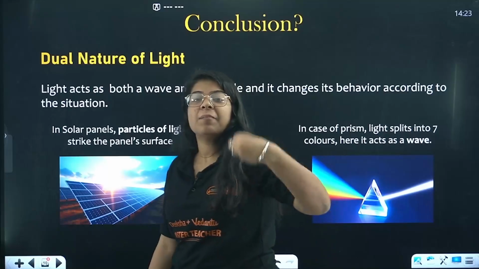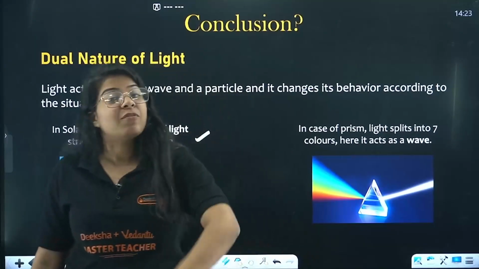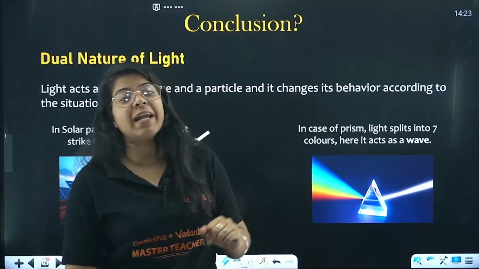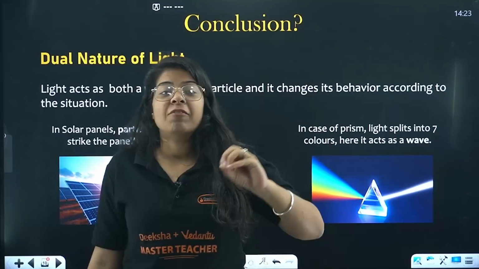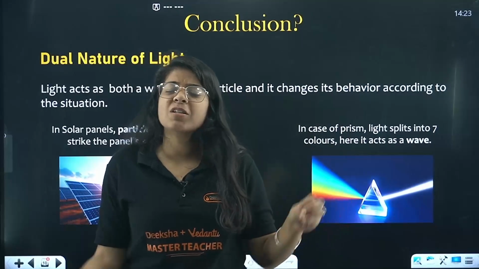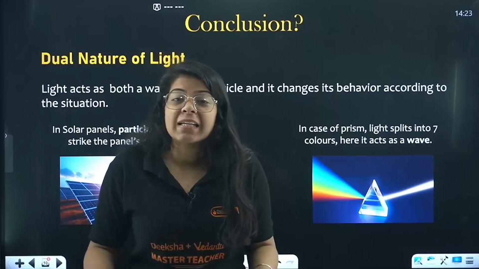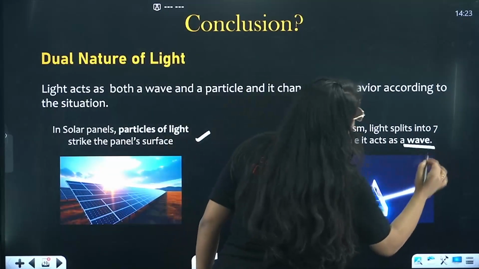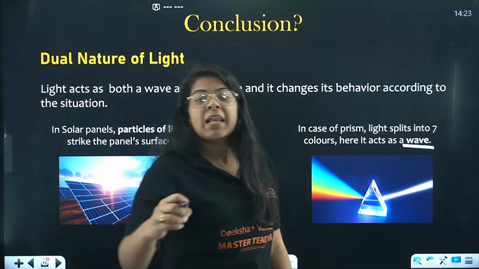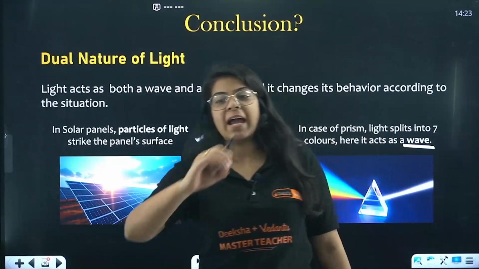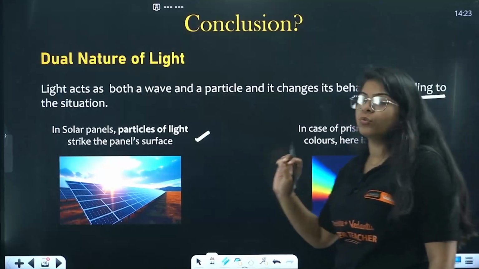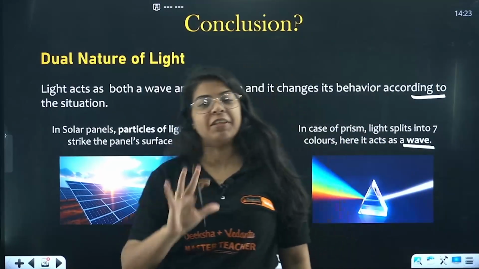And beta, in some other cases like the prism, we will read about the prism in the next chapter, right? So in that case, we will do the Young double slit experiment. It is very interesting. In that case, light acts as a wave. So basically, light acts both as a wave and a particle, and it changes its behavior according to the situation it is presented with. Understood?